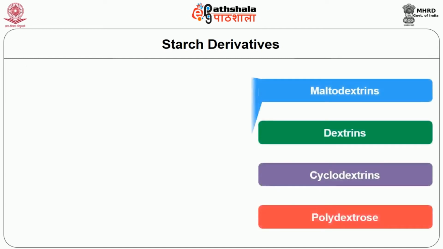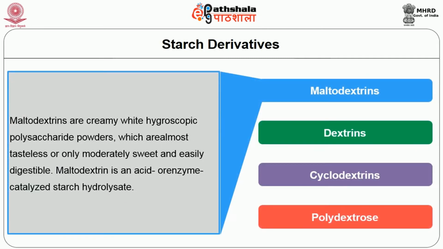The next issue is with respect to maltodextrins. These are creamy white hygroscopic polysaccharide powders which are almost tasteless or only moderately sweet and easily digestible. Maltodextrin is an acid or enzyme catalyzed starch hydrolysate.